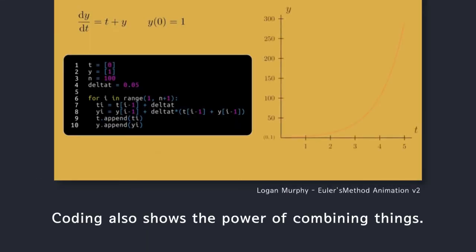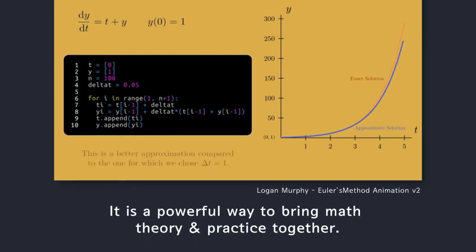Coding also shows the power of combining things. Students learned about theory, they know what they're supposed to get, and now they can see that they get what they're supposed to get. It becomes tangible. It is a powerful way to bring math theory and practice together.